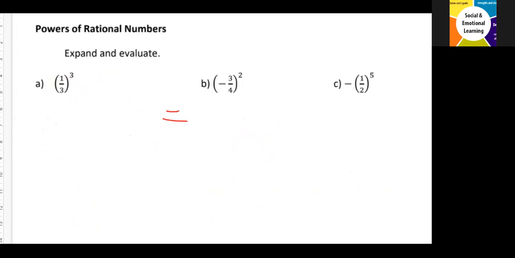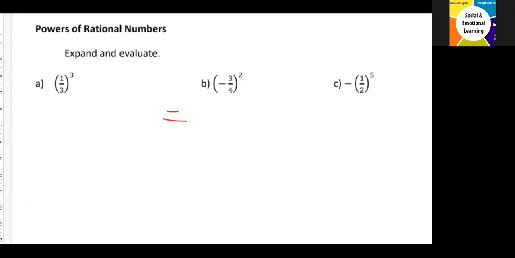Would someone like to raise their hand if they want to use their mic? Sometimes it gets tiring to write your answer. Raise your hand if you want to help me do question B. Oh, Sophia's hand is up. Thanks, Sophia. Okay, so tell me, how do I expand this?